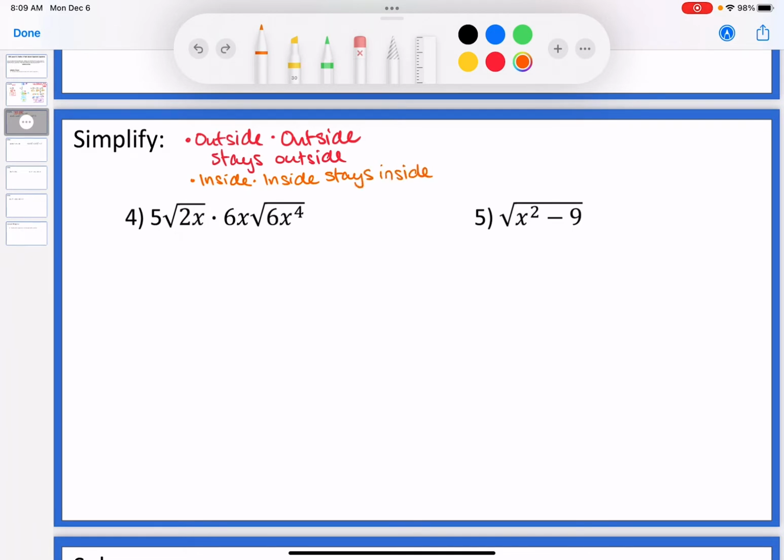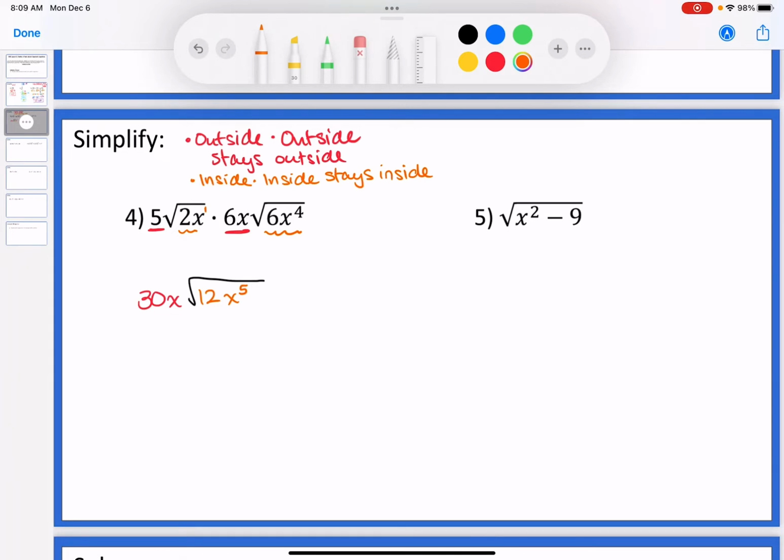So when I look at this, I see a 5 on the outside and a 6x on the outside. 5 times 6x would be 30x, and that stays on the outside, right? Then I have my radical, and on the inside, I have 2x times 6x to the fourth. Well, 2 times 6 is 12. x times x to the fourth: this is really x to the first, plus 4 more x's. How many x's do I have? I'll have 5 x's, right? So I have x to the fifth. All right. That is how you multiply.